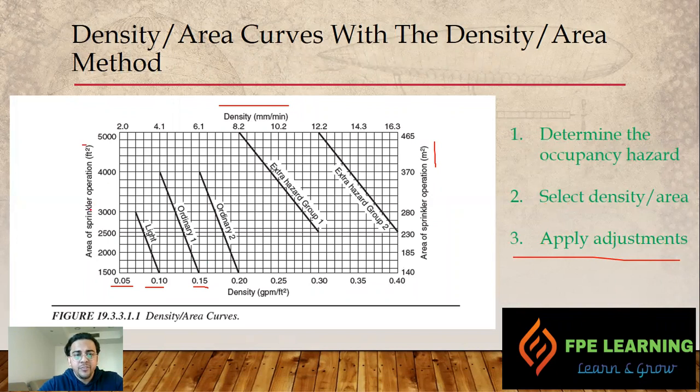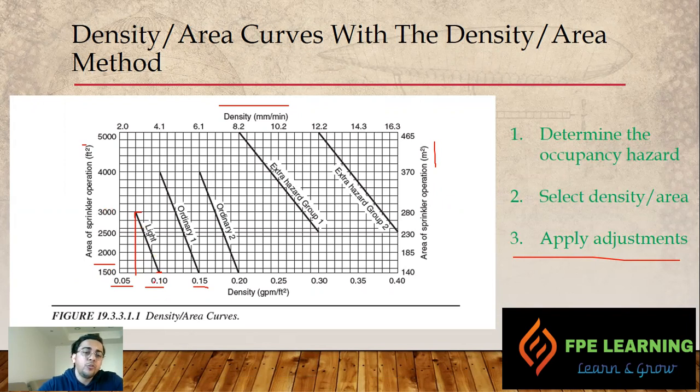Your project, if it is a light hazard occupancy, right? So let's say this is the curve starting for light hazard all the way from here to here. So you can select any point from here to here, any area, right? So let's say you are taking 0.10, which most people do from the bottom, and 1500 square feet. If you multiply 1500 times 0.10, it is almost 150 GPM, right?